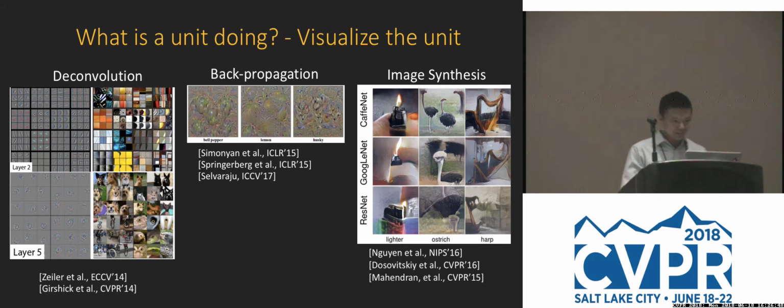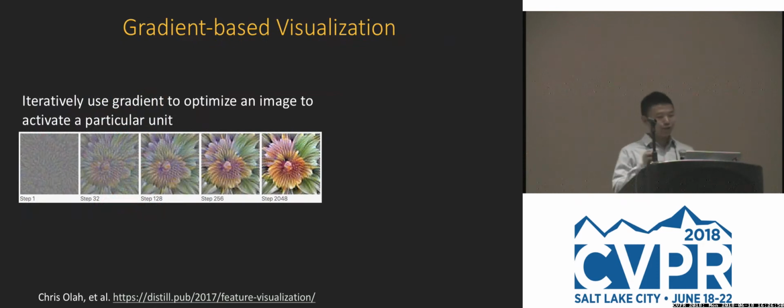So here I will mainly cover two visualization approaches. The first approach is gradient-based visualization. Basically, you iteratively use gradients to optimize an image that activates a particular unit. Here I show you some screenshots of the modified images at different optimization stages. You can see gradually the gradients help generate an image that maximizes activation of a unit. You can do the same for different units.